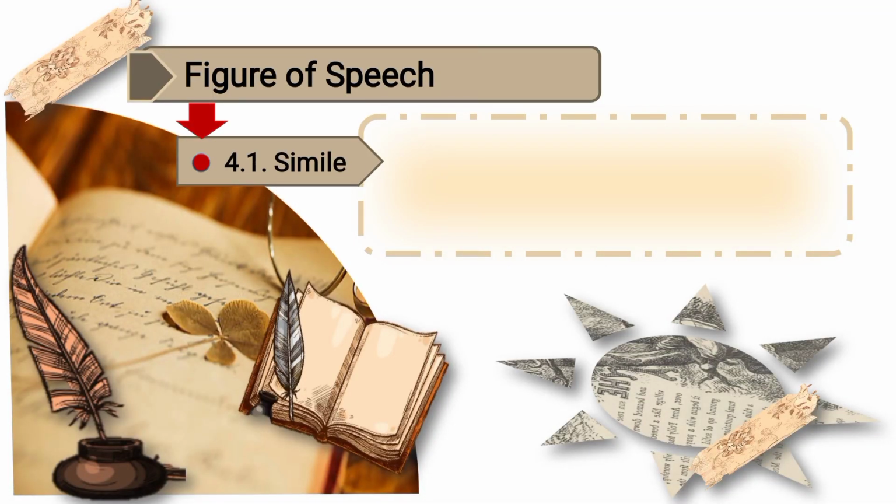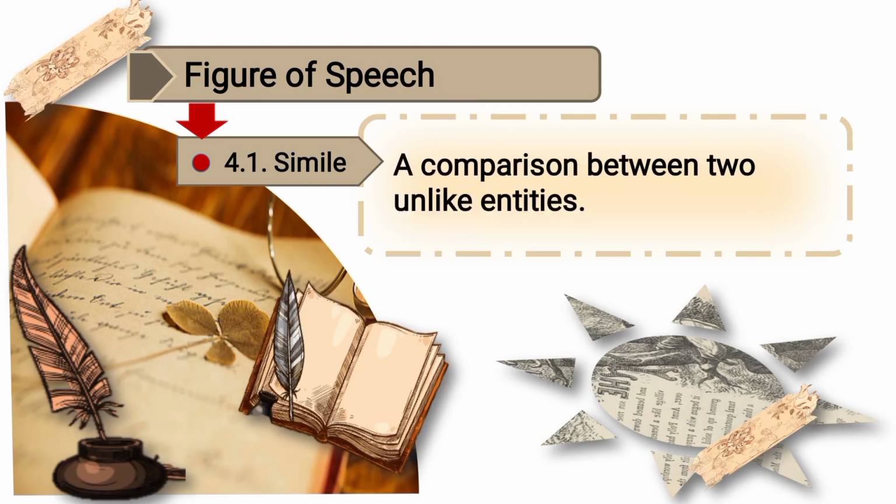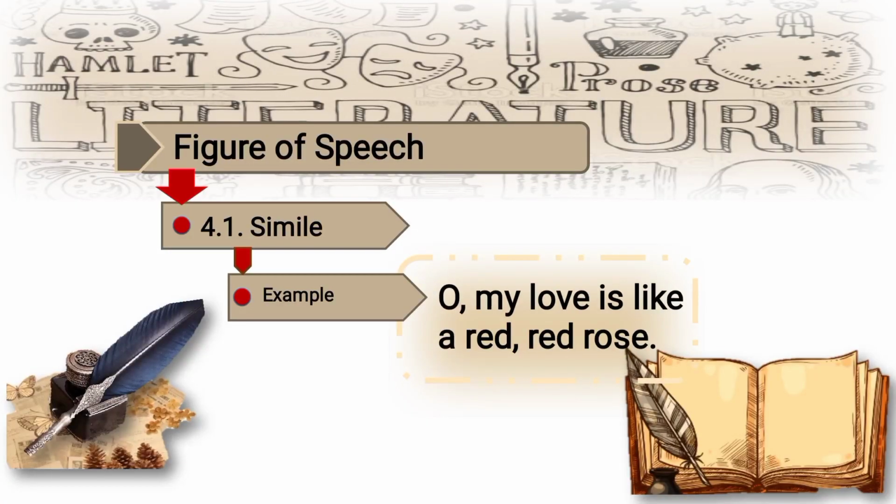First, we have simile. It is a comparison between two unlike entities. The resemblance is explicitly indicated by the words like or as. Example, oh, my love is like a red, red rose.